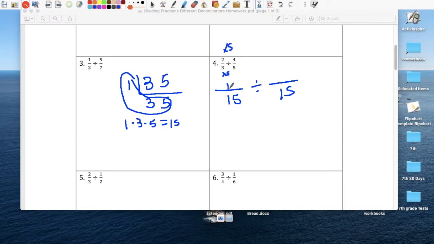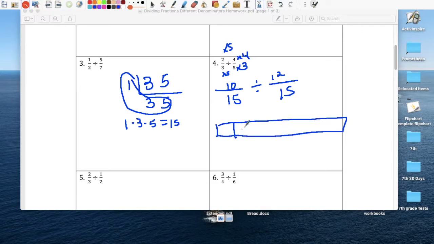2 times 5 is 10. How did that 5 become a 15? Times 3. And then 4 times 3 on top. So let's draw 15. 1, 2, 3, 4, 5, 1, 2, 3, 4, 5, 6, 7, 8, 9, 10, 11, 12, 13, 14, 15. Okay, so we need another one.